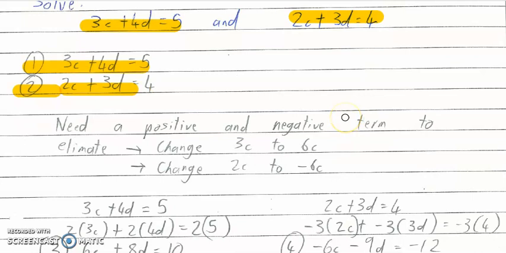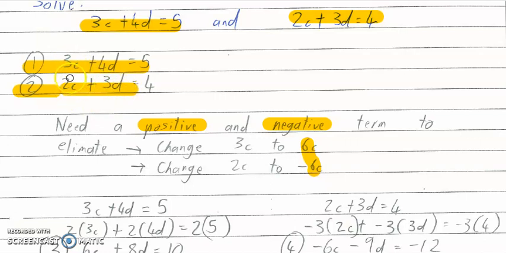What we need to do is we need a positive and a negative term in order to eliminate. So what I've decided to do, I'm going to change this 3c here to 6c and this 2c here to negative 6c. By doing that, I'm going to have a corresponding pair, a positive 6c and a negative 6c. At the moment, if I were to add these together, I'm going to end up with 5c and 7d. That doesn't eliminate anything. Remember, I'm trying to eliminate one of the terms here because I can't solve with a c and a d term. I can only solve if there's one unknown.